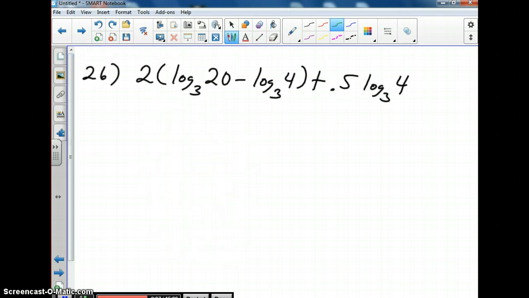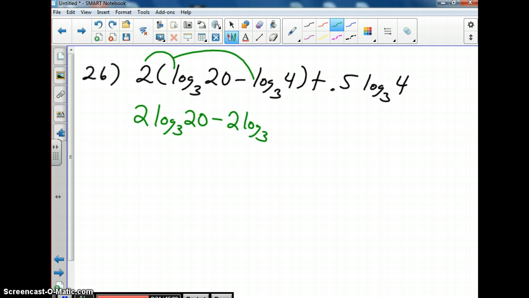Okay, the first thing, like you guys just said, is I see you distributing the 2 to here and to here, which is okay to do. So you're going to write down 2 log base 3 of 20 minus 2 log base 3 of 4 plus 0.5 log base 3 of 4. Now, what's the next thing you do?